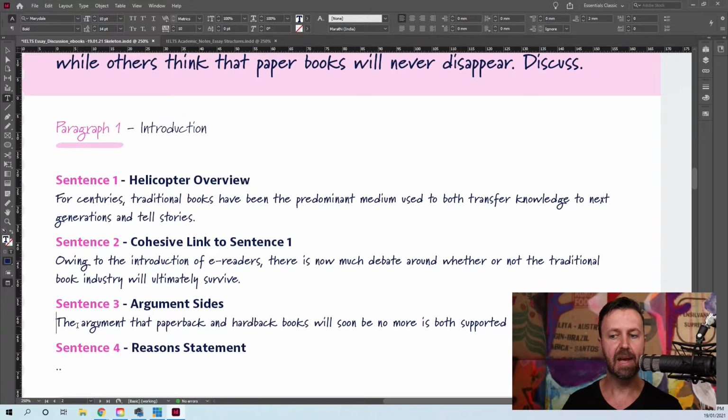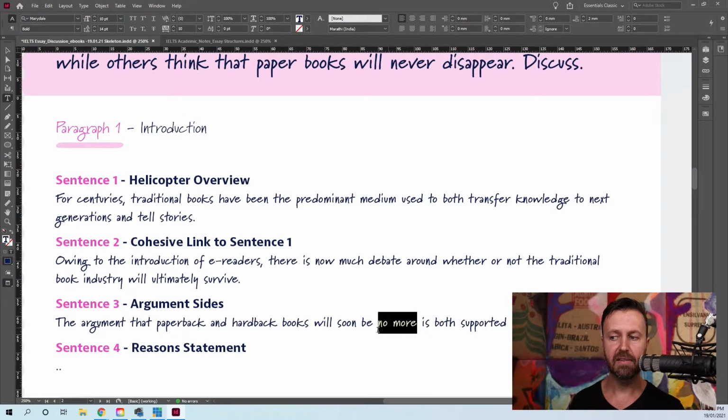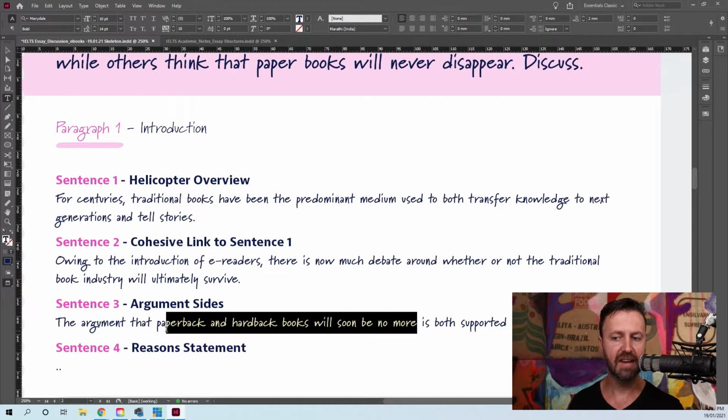The argument that paperback and hardback books will soon be no more is both supported and refuted by many. Let me just point out something here. With any sentence 3 in argument essay writing, it's almost like putting 2 caps on the end of each sentence. We can say, the argument that blah blah blah is both supported and refuted by many. Those are the 2 caps that go on either end. The part that needs to stand alone is in the middle.